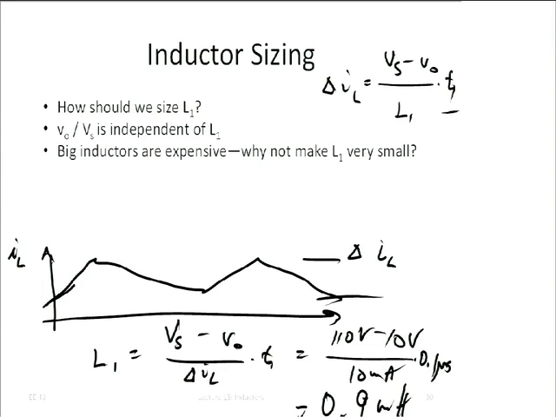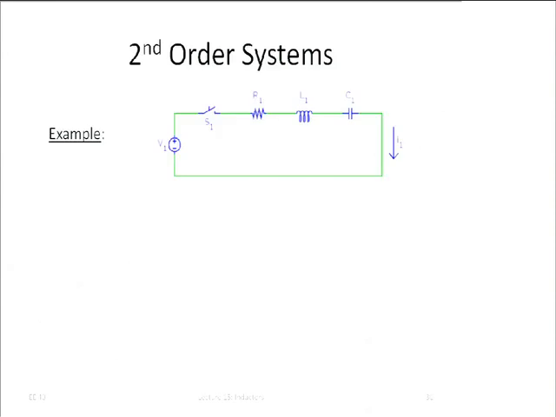Okay, we will skip that this time. Second order systems. Those are when we have an inductor and a capacitor simultaneously. So then we get a second order system. Very interesting stuff's happening.